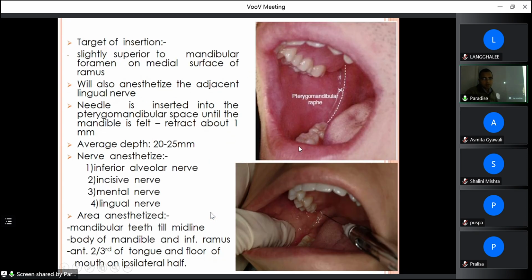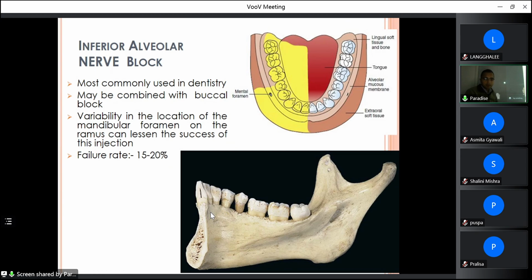So while giving the inferior alveolar nerve block, you have to palpate the sigmoid notch. You have to deposit the local anesthesia in the region of the mandibular foramen. Ideally, you have to be about 6 to 10 mm above the occlusal level and, anteroposteriorly, at the junction of the anterior 2/3 and posterior 1/3, so that you can deposit local anesthesia in the region of the mandibular foramen, where the inferior alveolar nerve enters the mandible.